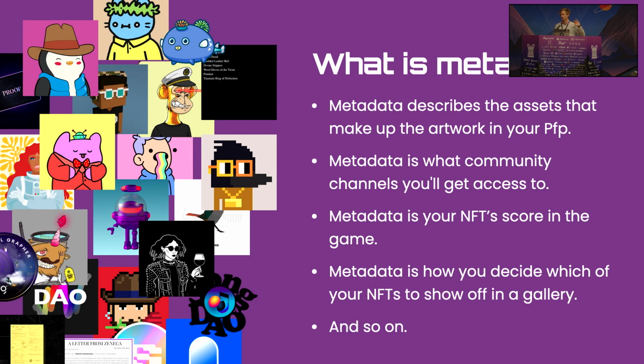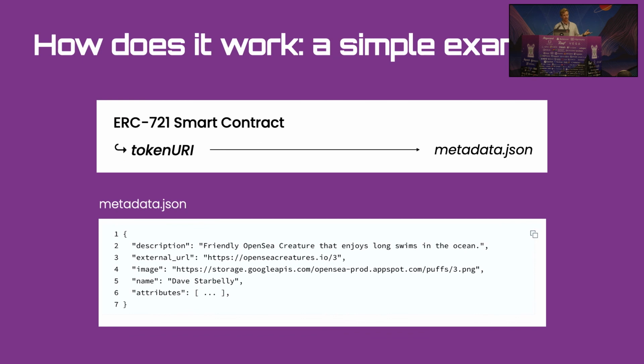It describes what the assets are that make up the artwork in your PFP. The metadata tells you what channels you're going to get into in the Discord. The metadata tells you your score in a game. It tells you your decision of what NFTs you're going to display in your gallery. This is all metadata that we're trying to build and create and connect to Web3, and it's fairly scattered. A really basic example of this is the most obvious one, which is the PFP or artwork or any sort of asset-based NFT.